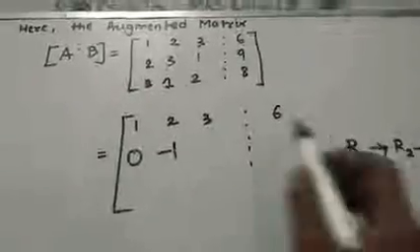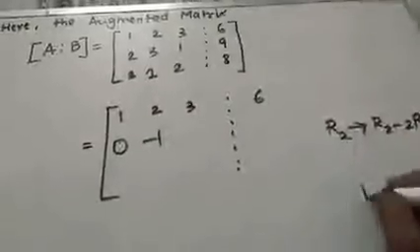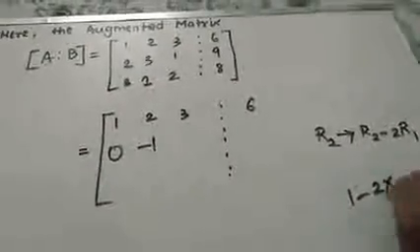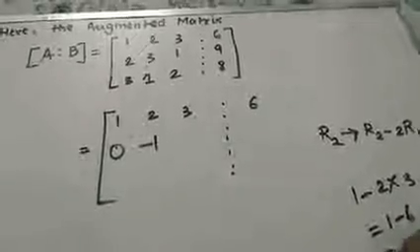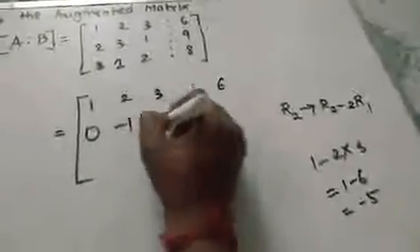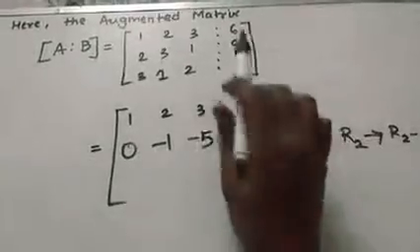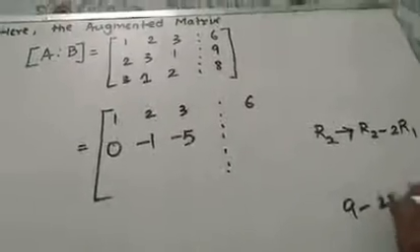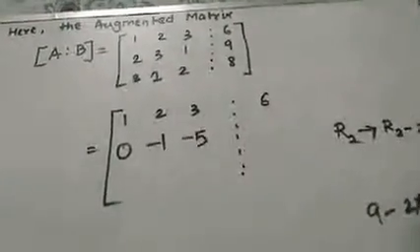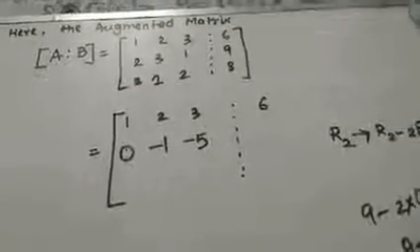Then again R2. What is R2 here? 1 minus 2 into R1. What is R1? 3. 1 minus 6, minus 5. Okay. Now here R2, 9 minus 2 into R1. What is R1? 6. 9 minus 12, how much? Minus 3. Got it?